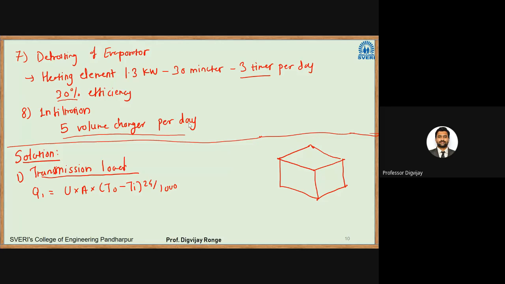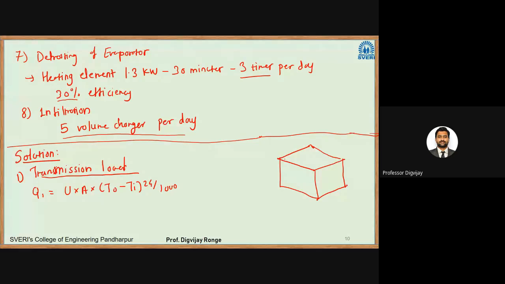So first load we'll consider it as a transmission load. So that is the heat carried by conduction and convection. So Q1, that is the transmission load, which is equal to U, the overall heat transfer coefficient, into A into delta T into 24 by 1000. So this 24 by 1000 is just to make the unit kilowatt hour per day.